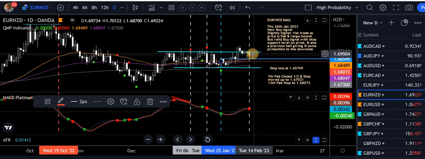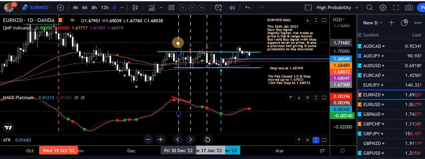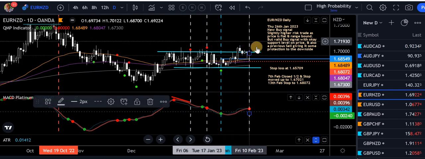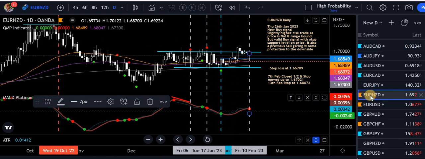As long as the market opens pretty close to where it is, I'll bring that stop. So if you have a look at that line, move that line out the way, you can see the price hasn't gone anywhere near it yet. So that's my plan Monday. Euro New Zealand, buy trade, stop up to 1.68072.